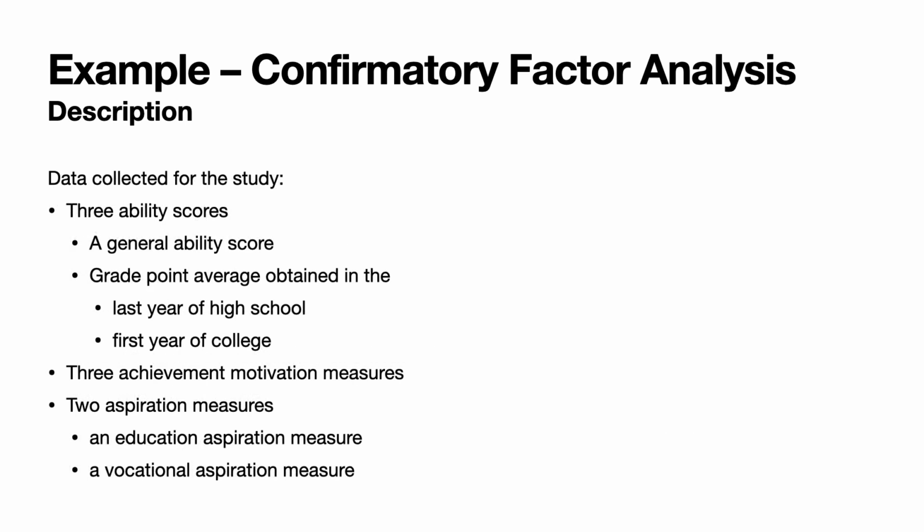So here are the variables that were collected for use in the study. There were three ability scores, consisting of a general ability score, and then two grade point averages. The first, the grade point average in the last year of high school, and then the grade point average in the first year of college. There were also three achievement motivation measures, and finally, there were two aspiration measures, an educational aspiration measure and a vocational aspiration measure.